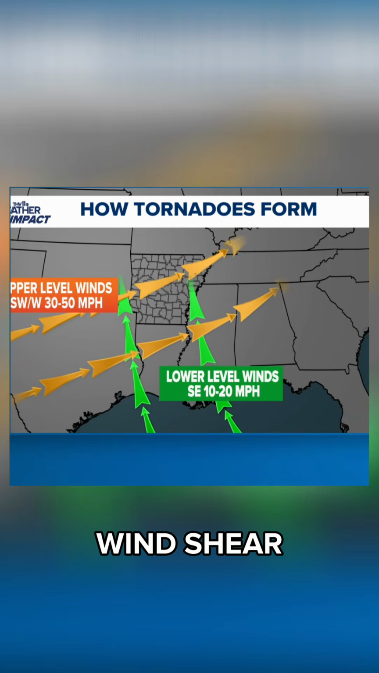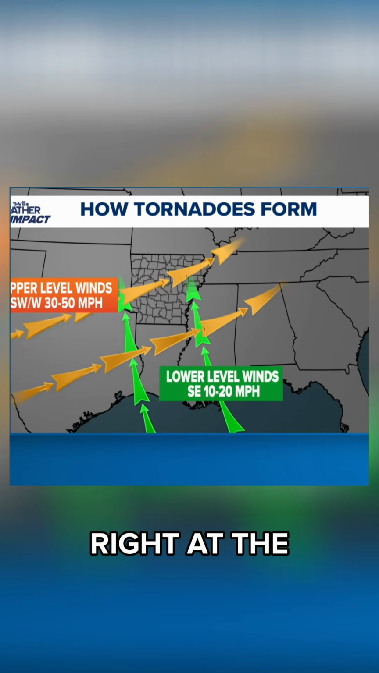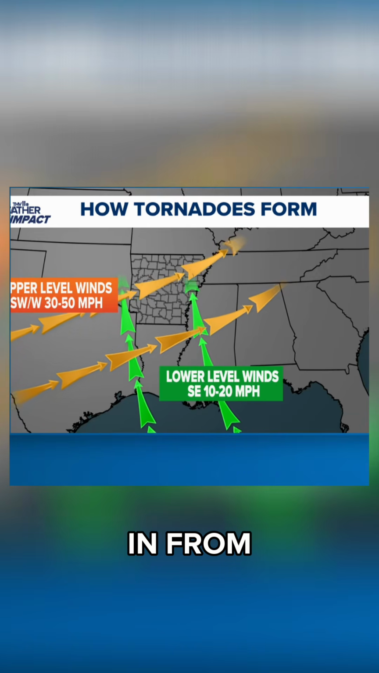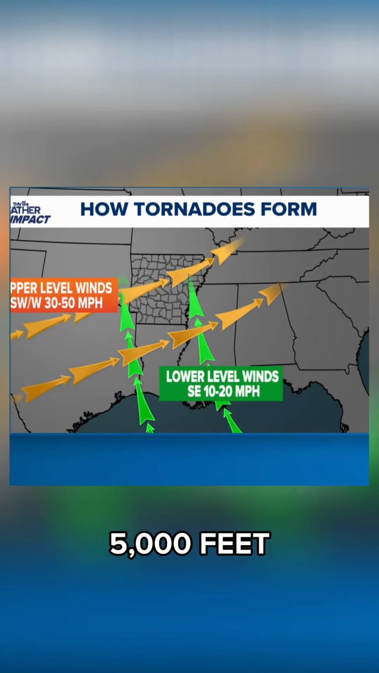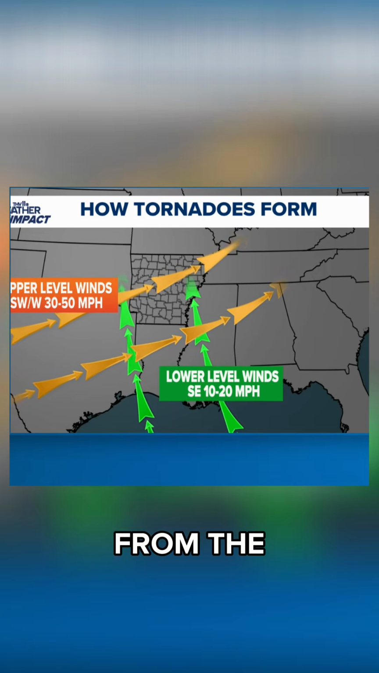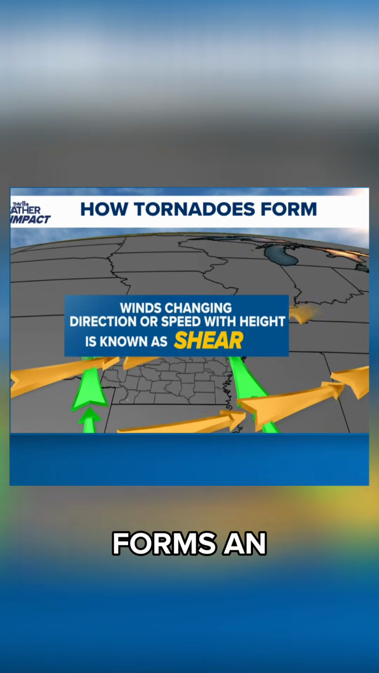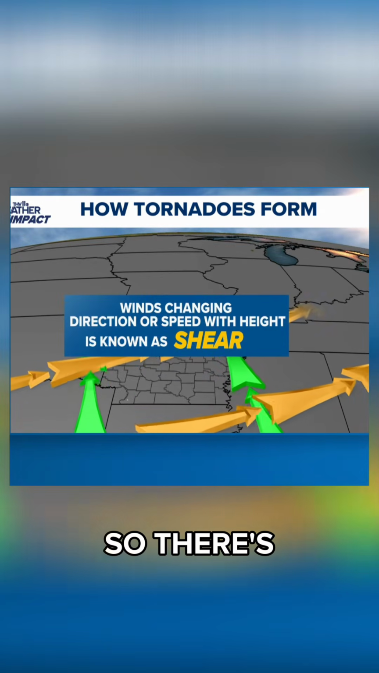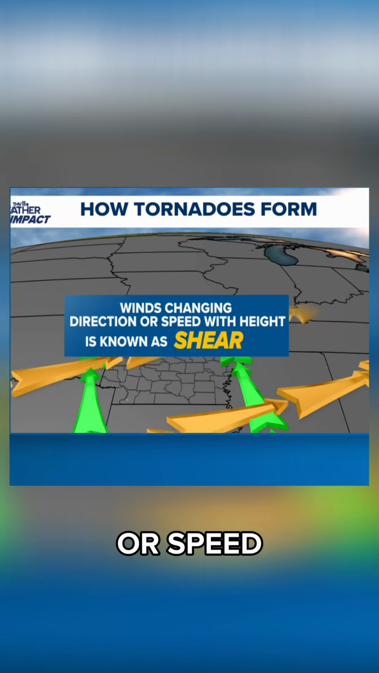So what is wind shear? Well, take a look at it here. You see the winds at the lower layers of the atmosphere, right at the surface, are coming in from the south, using this example. And then say around 5,000 feet, the winds are stronger and they're making their way in from the southwest. As I advance this graphic, this forms an invisible tube. So there's your winds changing with direction or speed with height.